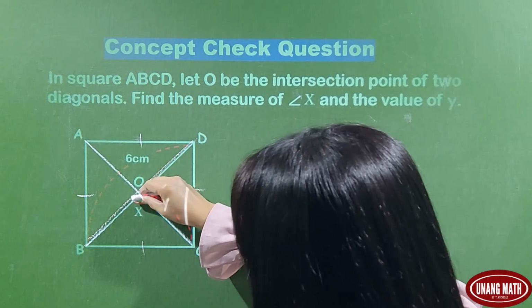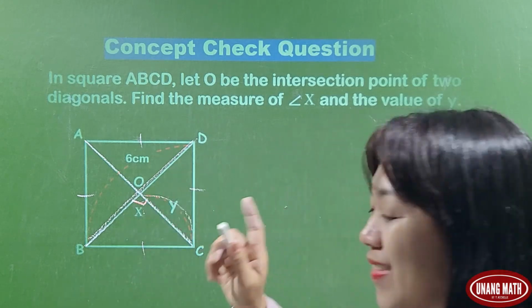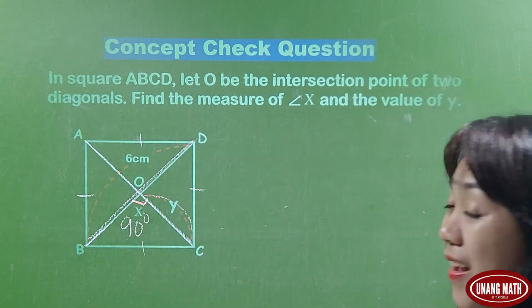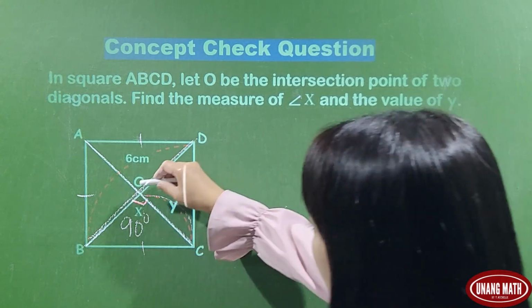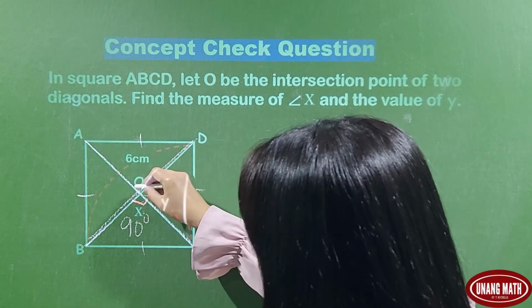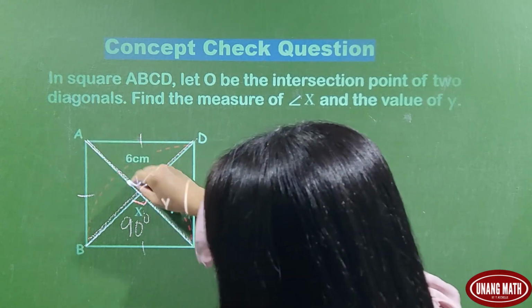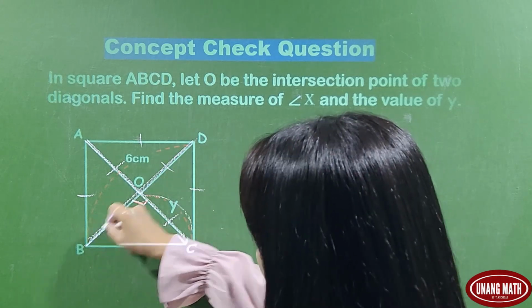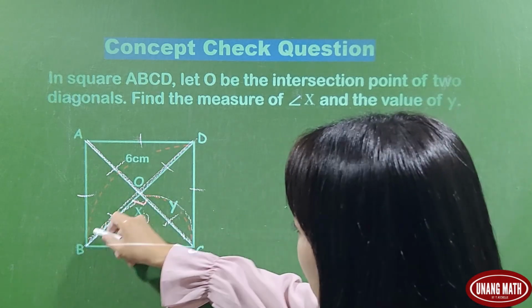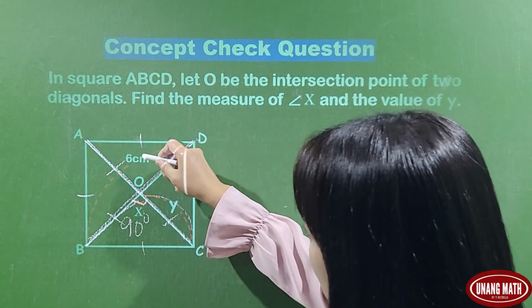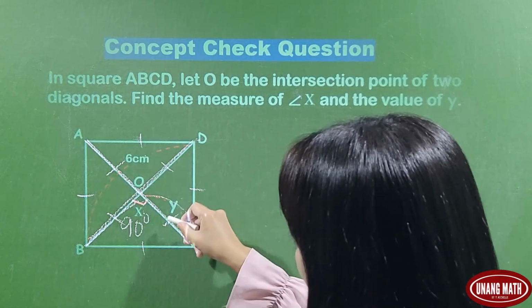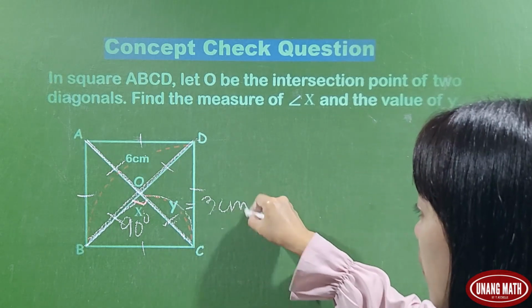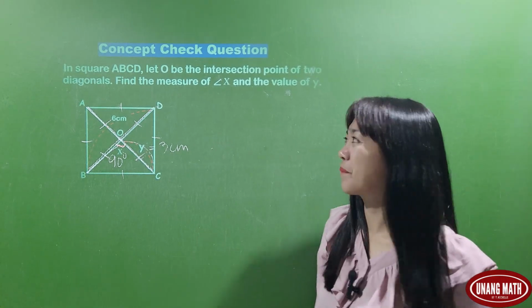So it means this angle is 90 degrees. So X, or angle X, is 90 degrees. Okay, since these two diagonals meet perpendicularly, then this length is equal to this length. So if this diagonal is 6 centimeters, then this is 3 centimeters. So Y is 3 centimeters.